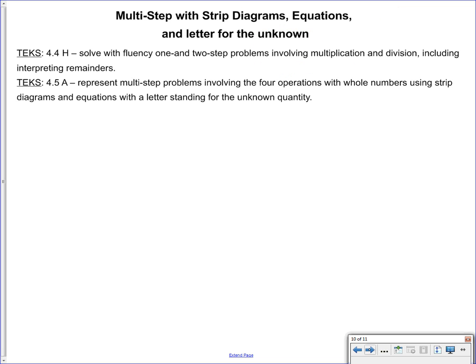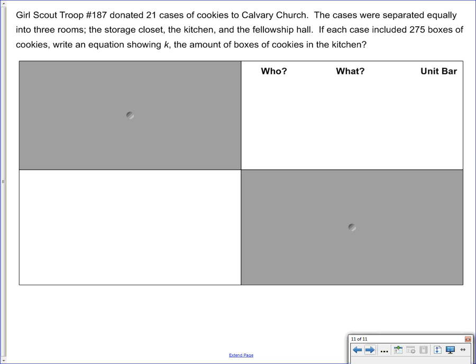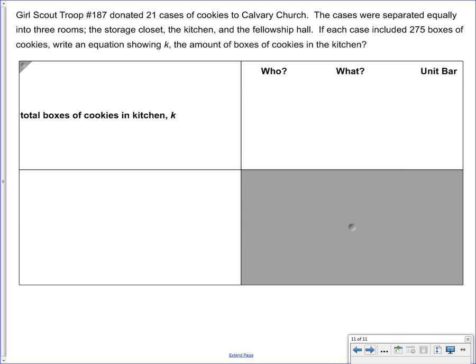Okay. Now we have to try some multi-step equations. Here are the TEKS for this. Again, take a read, pause it if you need to. Here's our problem. Girl Scout Troop 187 donated 21 cases of cookies to Calvary Church. The cases were separated equally into 3 rooms: the storage closet, the kitchen, and the fellowship hall. If each case included 275 boxes of cookies, we need to write an equation showing K, the amount of boxes of cookies in the kitchen. All right, so we need the total boxes of cookies in the kitchen.